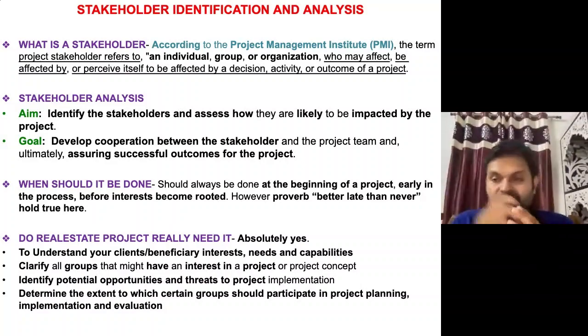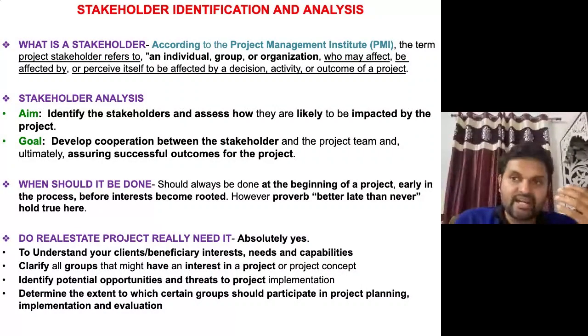Okay, that is sorted. Now, why to carry out the stakeholder analysis, and then we will see how to carry it out. Whenever we are doing it, what is the first aim we have? The first aim is to identify the stakeholders and assess how likely they are to be impacted by the project. What is my aim of doing this stakeholder identification and analysis? I want to identify which are my stakeholders and how likely they are to get impacted. That I want to know. For example, generally, if any kind of a dam is happening, right?